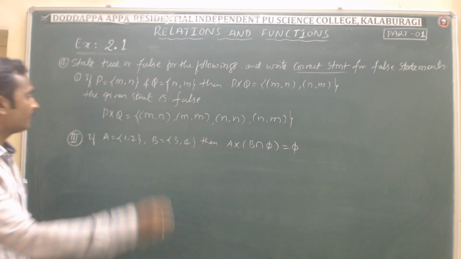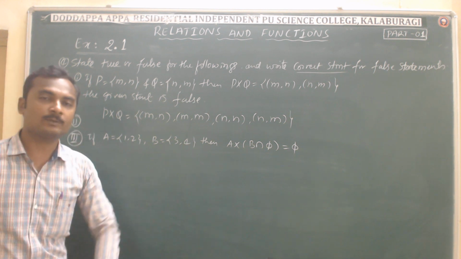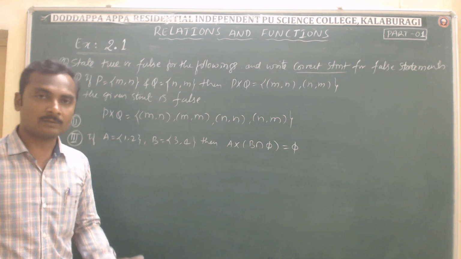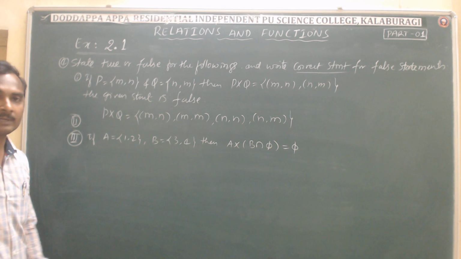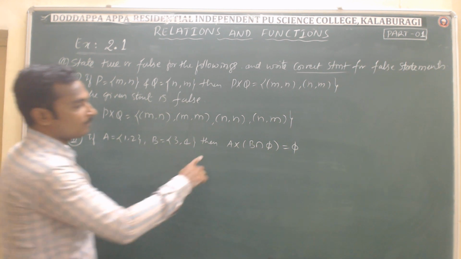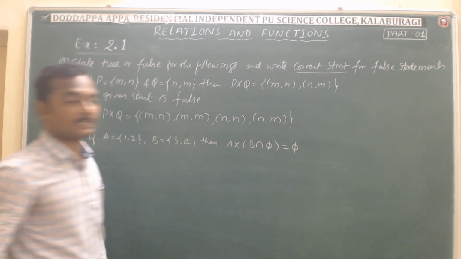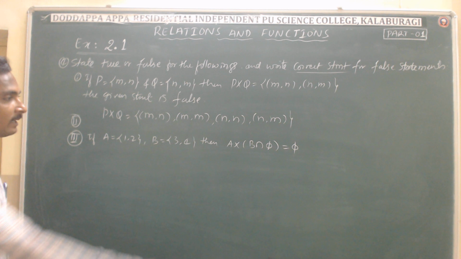Okay. So the second is a very simple question, you can work it out at home. The second example is given in the textbook, you can see it and solve it very easily. The third one I will solve. If A is 1, 2, B is 3, 4, check whether A cross B intersection phi is a null set or not. Let's see.